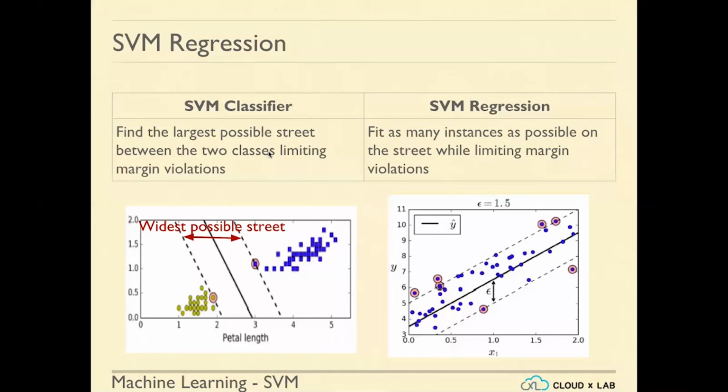Now if we have a really big street, the chances are that we will be overfitting, because if we try to go through every data point, we'll be overfitting. Therefore, we have to keep this street as narrow as possible. And in case of a classifier, we want to keep the street as wide as possible.